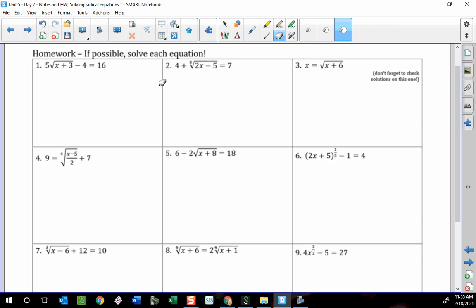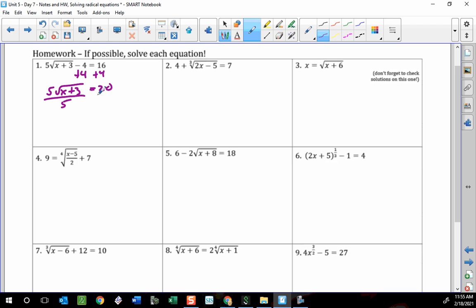Alright, so for number 1, what I'm going to do is clean this up. I'm going to go ahead and add 4 to both sides. So I get 5 radical x plus 3 equals 20. Then I'd have to divide by 5 to get rid of the 5. So finally I end up with the square root of x plus 3 equals 4. And so at this point is where I come in and square both sides, because a square will get rid of a square root. And so from there, we get x plus 3 to pop out because these cancel. And then 4 squared is 16. Take away 3. 13 is my answer.